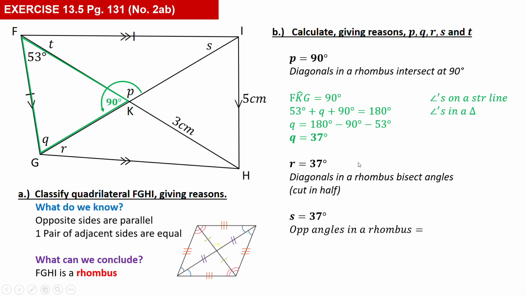And then the last one that I need to work out is T. T is here in this left-hand top corner here. If that is 53, based on the fact that this is a rhombus again, I know that T is also going to be 53 because the diagonals in a rhombus cut the angle in half. So T will be equal to 53 because the diagonals in a rhombus bisect the angles, they cut them in half.